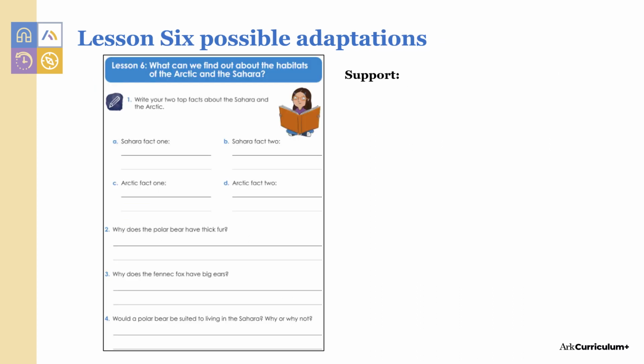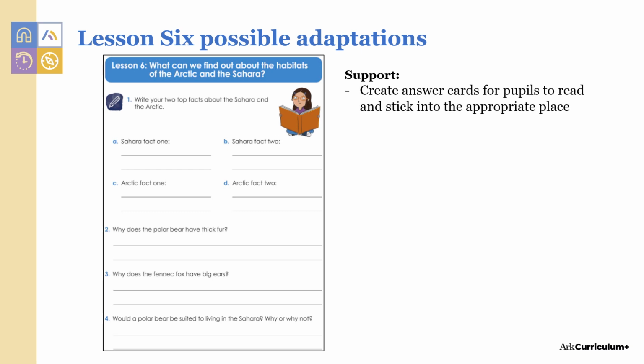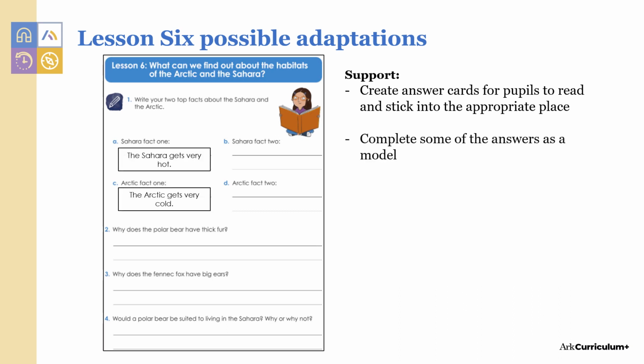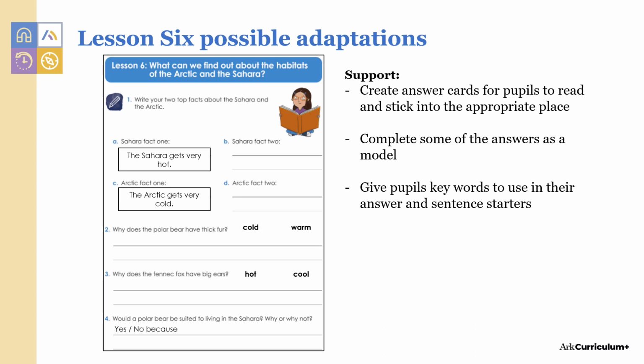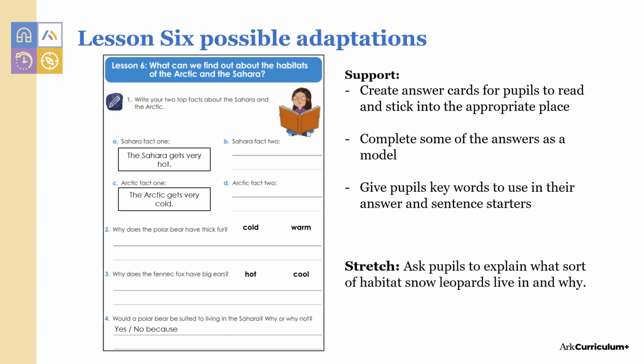In Lesson 6, pupils need to write down facts about the Sahara and the Arctic. Create answer cards to support pupils to read and stick into the appropriate place. Complete some of the answers as a model. Give pupils keywords to use in their answer and sentence starters. And stretch pupils by asking them to explain what sort of habitats snow leopards live in and why.